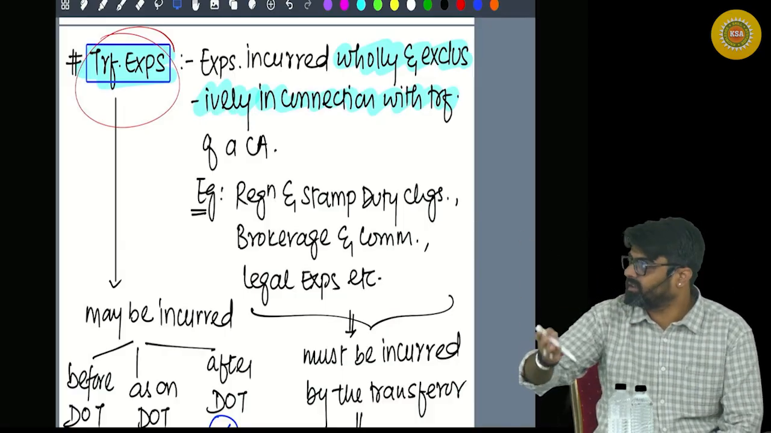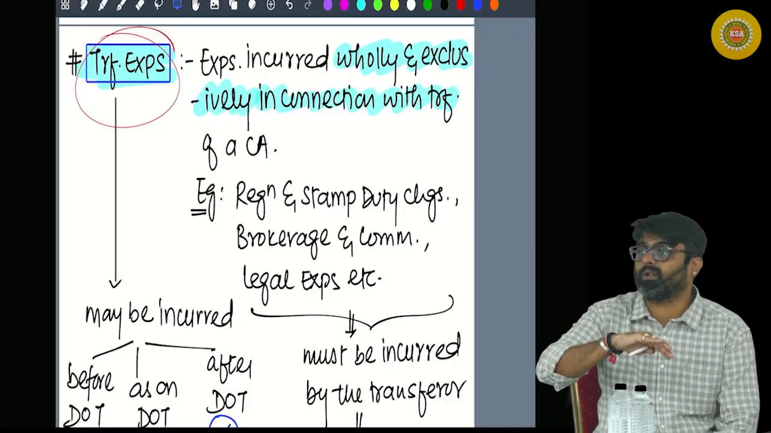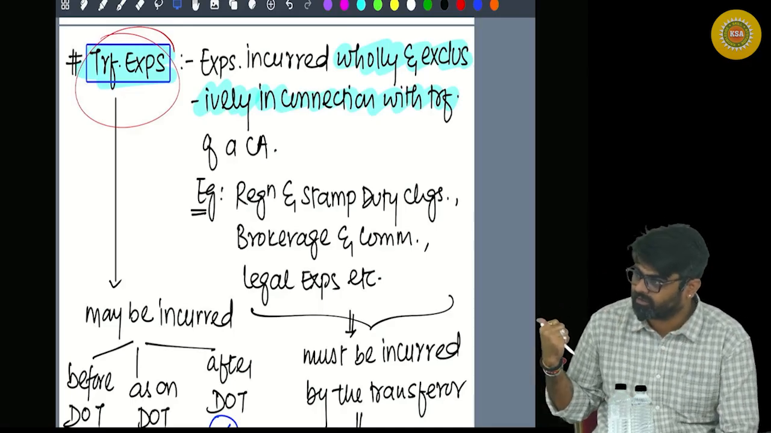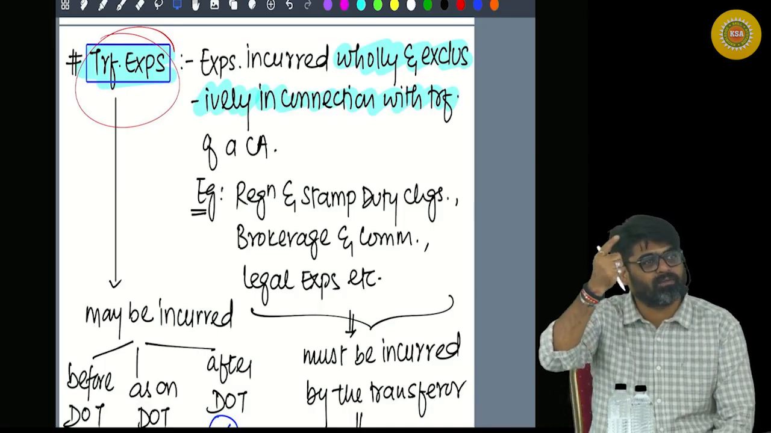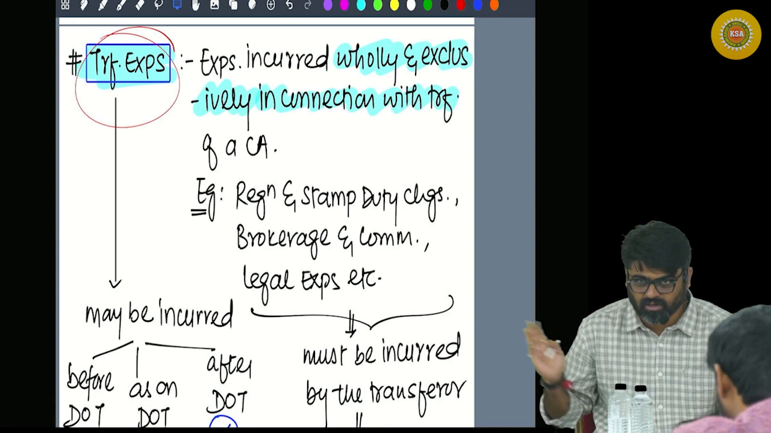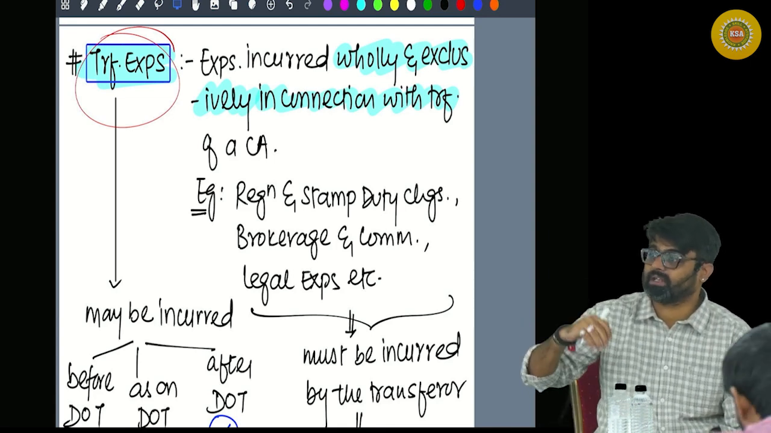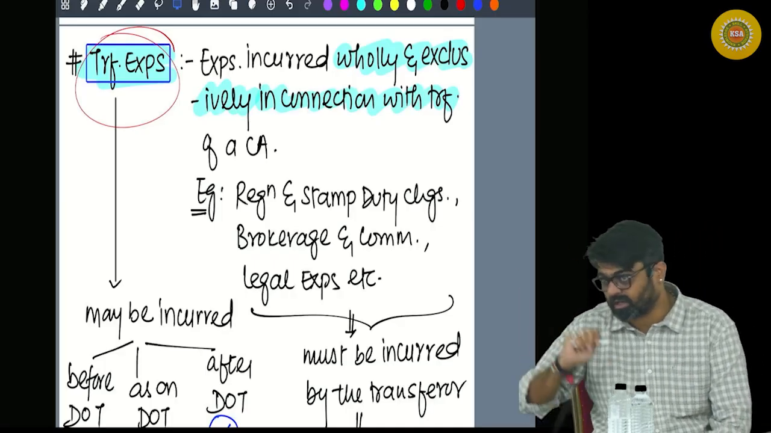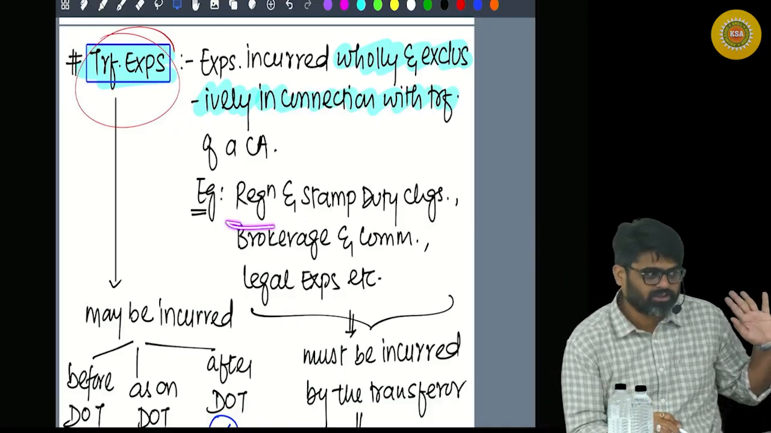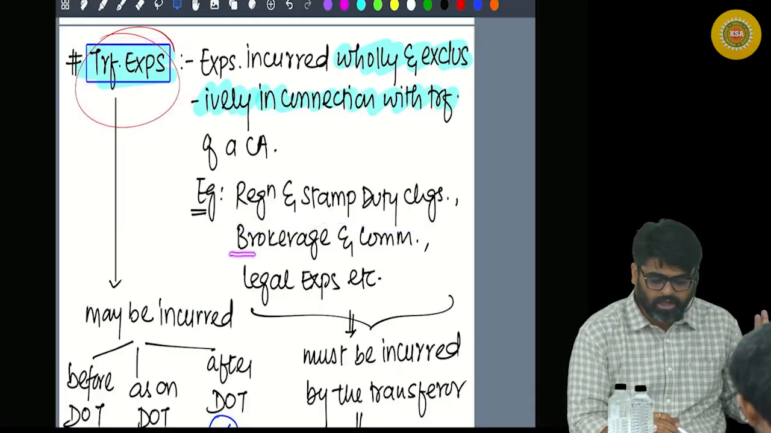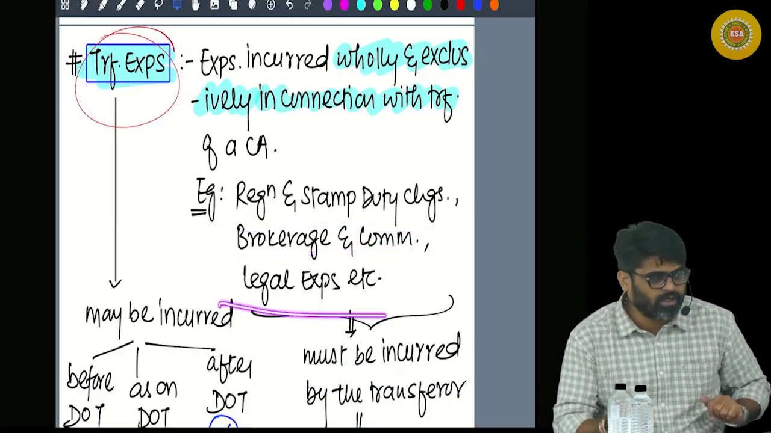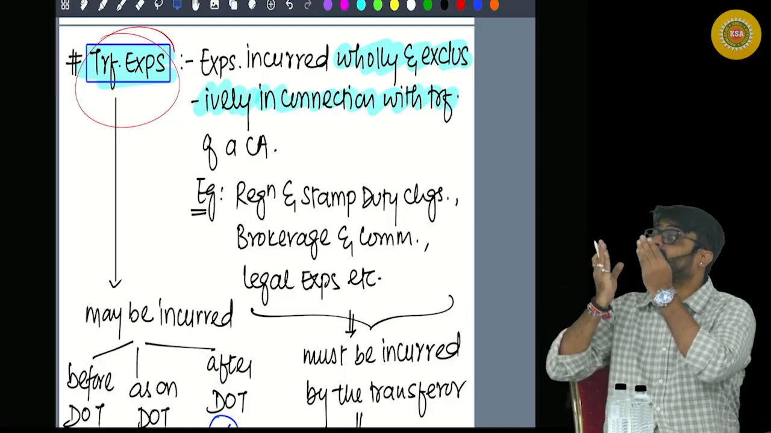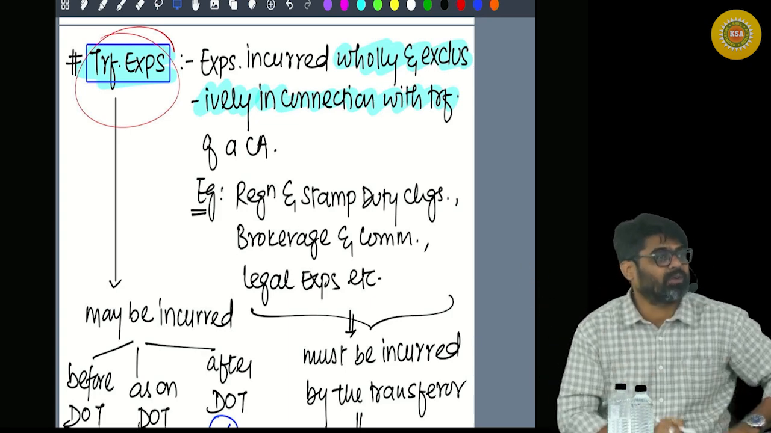Sometimes at the time of transfer, these same expenses are incurred by the buyer also, the transferee also. So will you consider those expenses to calculate your capital gains? What if the brokerage and commission is paid by the transferee also? Will you take it as your transfer expense? What if the registration charges, stamp duty charges, legal charges are paid by the transferee also? Will you consider those expenses as your transfer expense? No. Sir has said registration and stamp duty charges are transfer expense, then brokerage and commission is also transfer expense, then legal expense is also transfer expense. But these expenses will be your transfer expense only if you have incurred them as transferor.